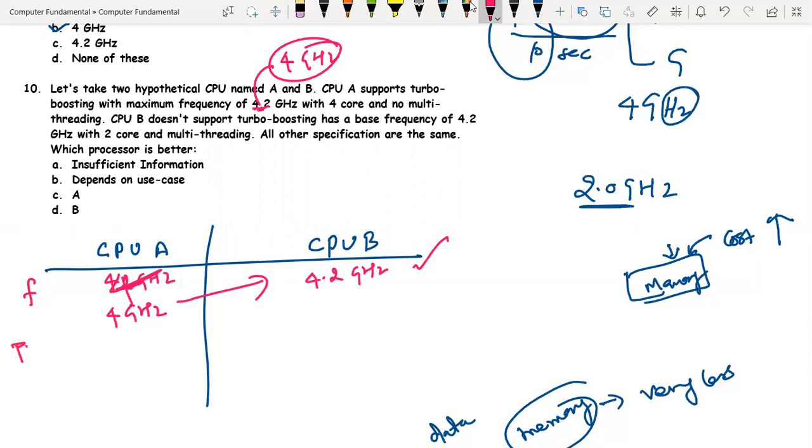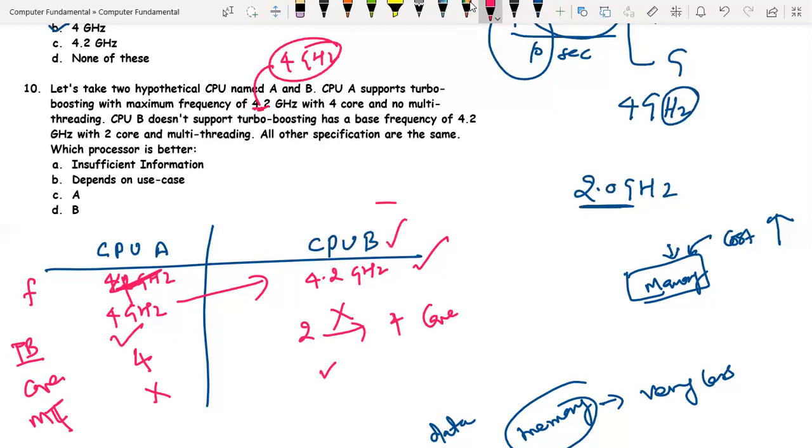Now, in terms of turbo boosting, CPU A supports turbo boosting, but CPU B doesn't. Then number of cores: CPU A has 4 cores, CPU B has 2 cores. What about multi-threading? Multi-threading is not supported in A. Multi-threading is supported in B, so its 2 cores become 4. So which one wins?